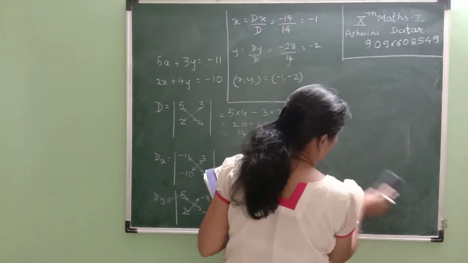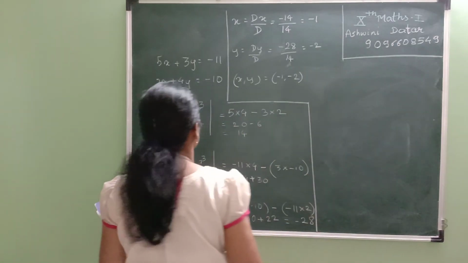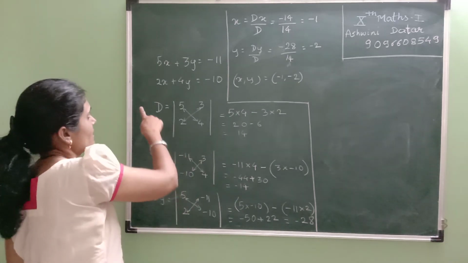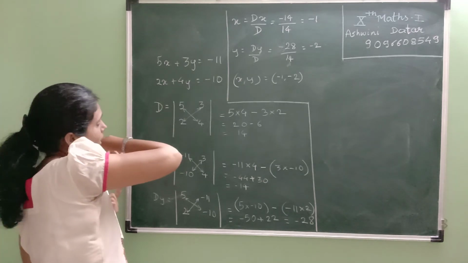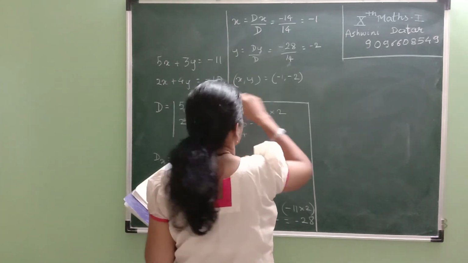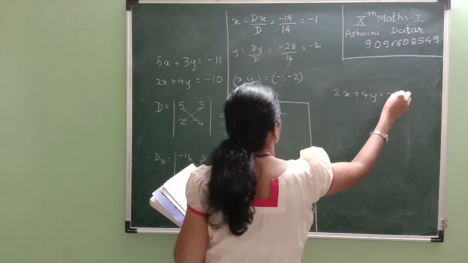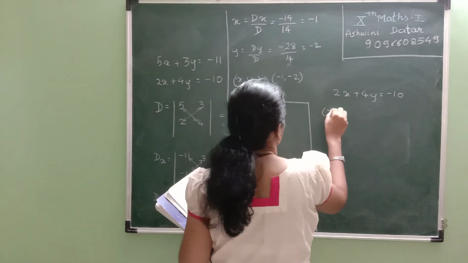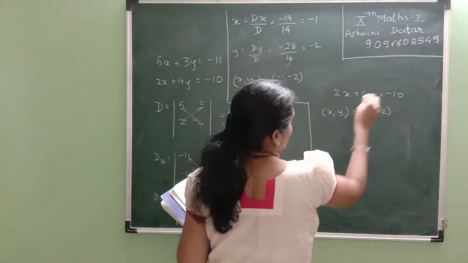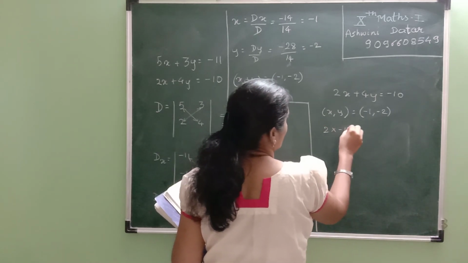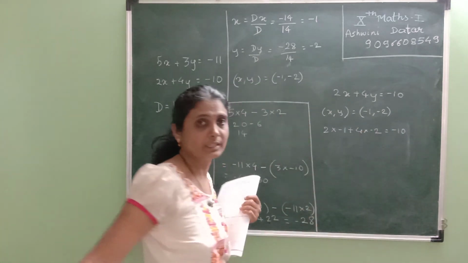Now let us see whether these values that we have got for x and y are correct. How to find the correctness? You can substitute these values of x and y in any of the equations. Let us take for example this second equation, 2x plus 4y is equal to minus 10, wherein you will substitute x and y by minus 1 and minus 2. It will be 2 into minus 1 plus 4 into minus 2 is equal to minus 10. You have to check whether it is minus 10.